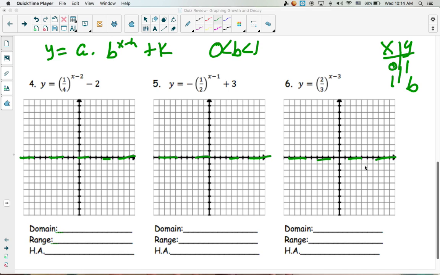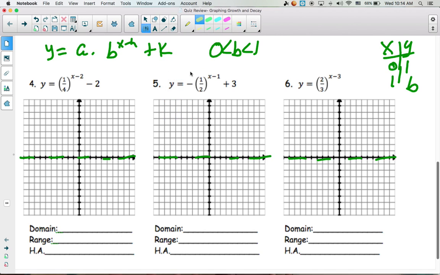ReQuiz review, graphing exponential growth and decay. This is problems 4 through 6. These are an example of exponential decay. Now for a graph to be exponential decay, the b value has to be between 0 and 1. And b is the number with the exponent, so 1/4, 1/2, and 2/3.